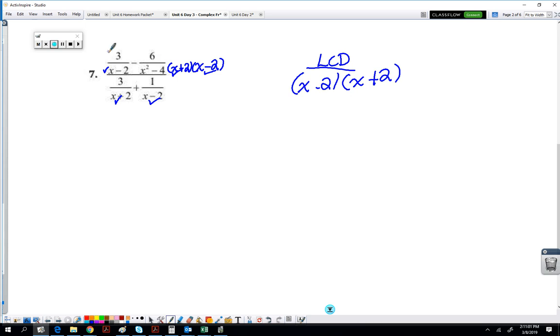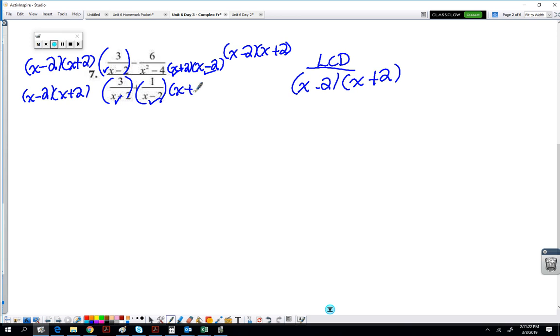So now what I'm going to do is I'm going to multiply every single thing by my LCD. All 4 of my fractions. Because I get to cancel. I get to simplify. I can make it not look as complicated, which is really nice. That's why I like this process. Because you are able to cancel stuff out, which is awesome. And it doesn't look as scary.